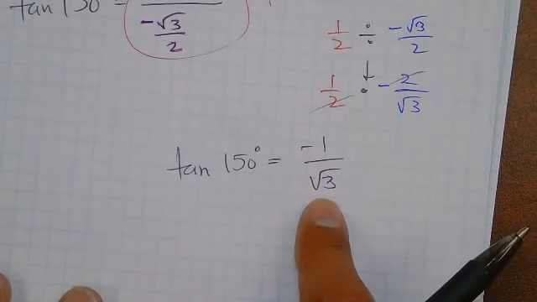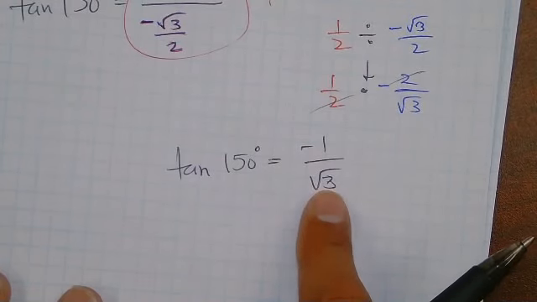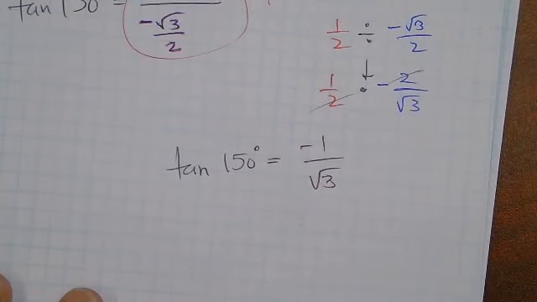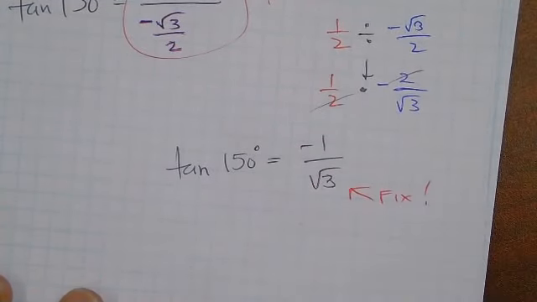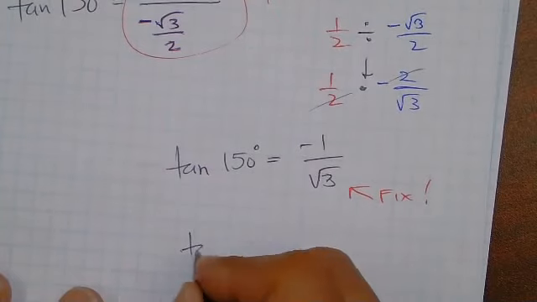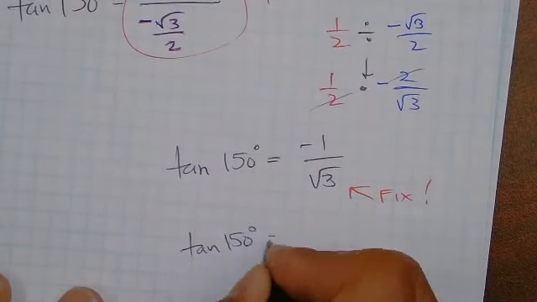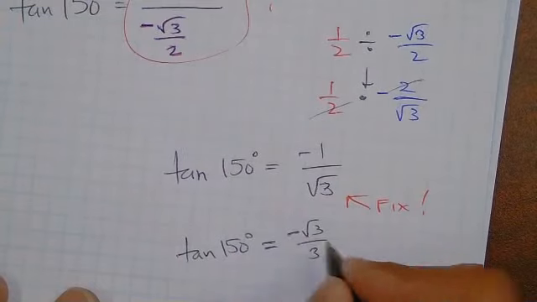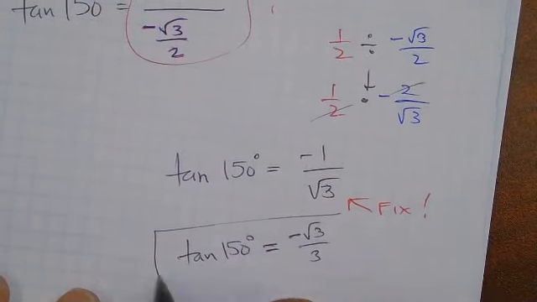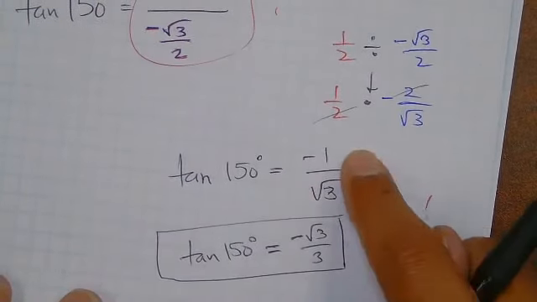I mean, this is right, but what have we never left a square root in the denominator? Remember that? This is correct, but we can't leave this answer with the radical in the denominator. We got to fix that. You guys remember this? Okay, so what's the final answer? Tangent of 150 is equal to what?